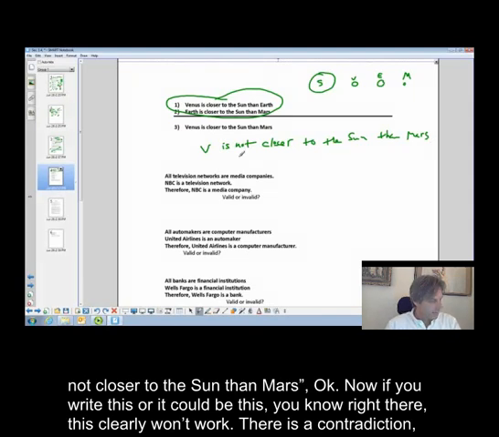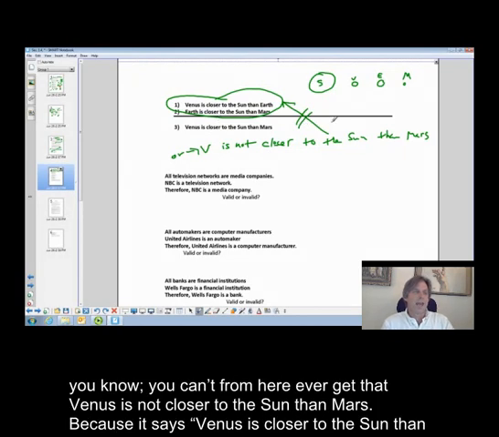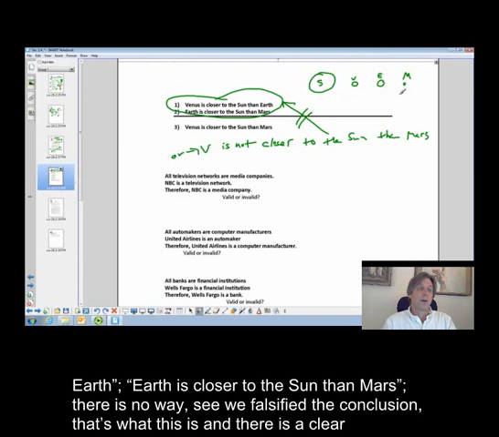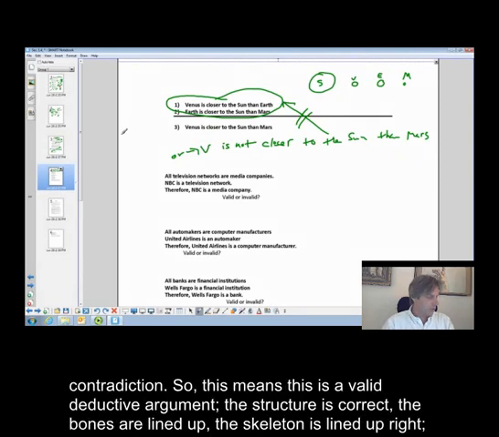Okay? Venus is not closer. Now, if you write this, or it could be this, you know, right there, this clearly won't work. There is a contradiction. You can't from here ever get that Venus is not closer to the sun than Mars, because it says Venus is closer to the sun than Earth. Earth is closer to the sun than Mars. There's no way. See, we falsified the conclusion. That's what this is. And there is a clear contradiction. So this means this is a valid deductive argument.